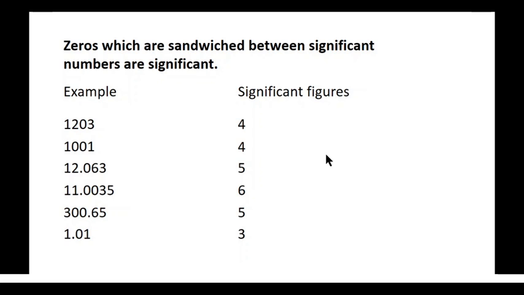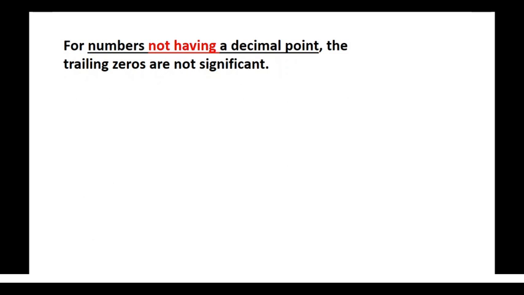The next 2 rules are about trailing zeros. Now, if the number does not have a decimal point, then the trailing zeros, that is, those in the end, are not significant. For example, 30. It does not have a decimal. There is one trailing zero, but then it will not be counted. 3 is significant. Hence, 30 has one significant figure. By the same rule, 4500 has 2 significant figures.